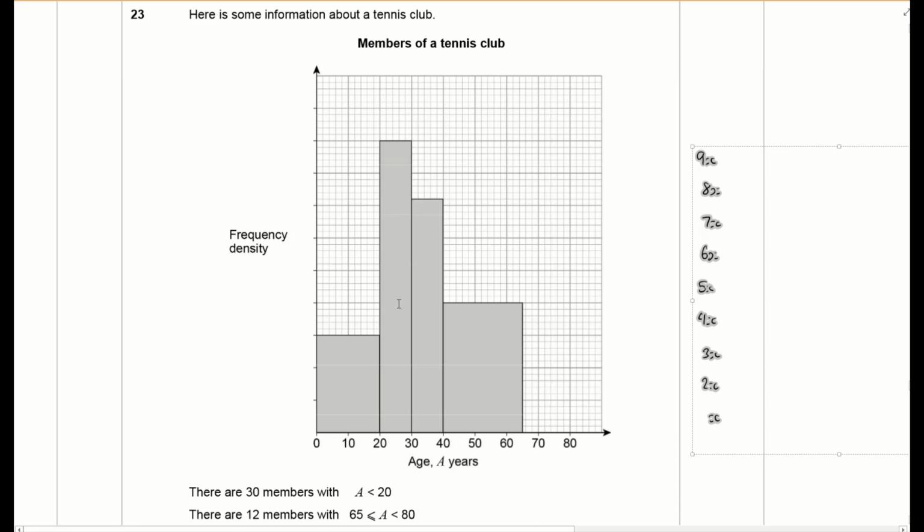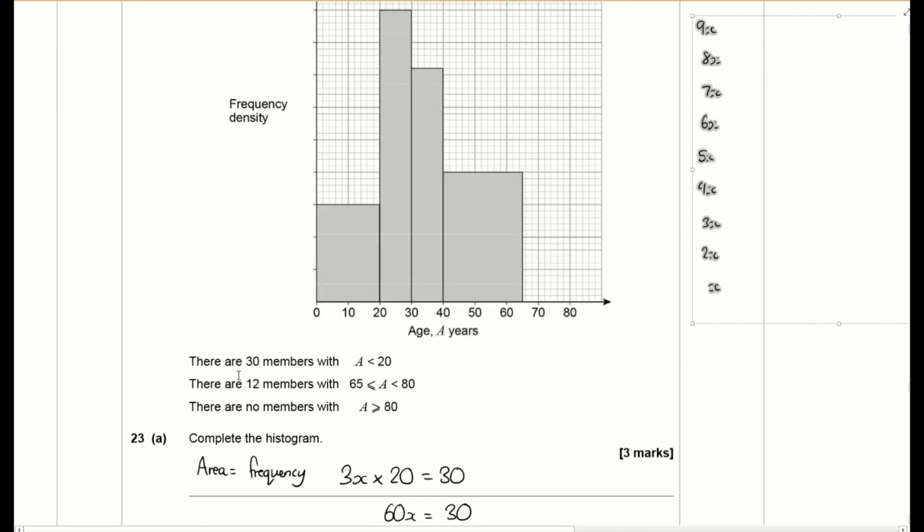But there's an immediate problem here, because you'll notice that the frequency density axis has no units on it. Now this is actually ever so slightly the more common type of histogram question encountered. You're more likely to be given a complete histogram than be asked about drawing one. So here we've got the issue of labelling this axis for frequency density and figuring out what its actual increments are. So we have to look at the facts in the question. So there are 30 members with A less than 20. So that's quite helpful already, because that's effectively linked the area of this histogram first section with the value of 30. We know that the area of that must be 30.